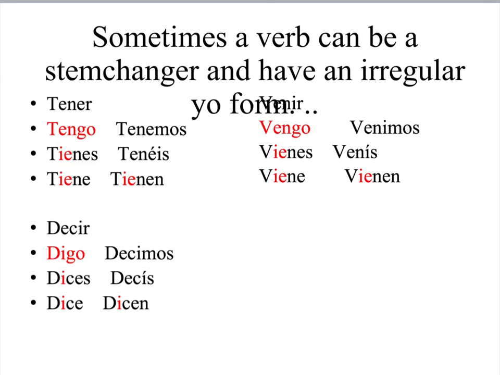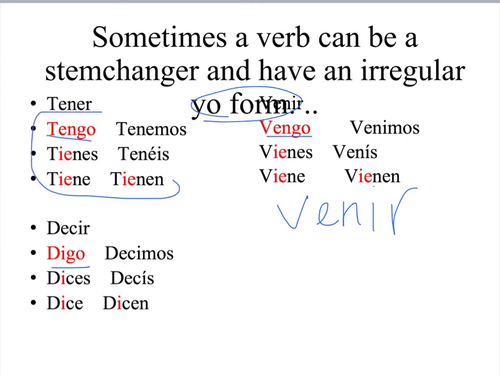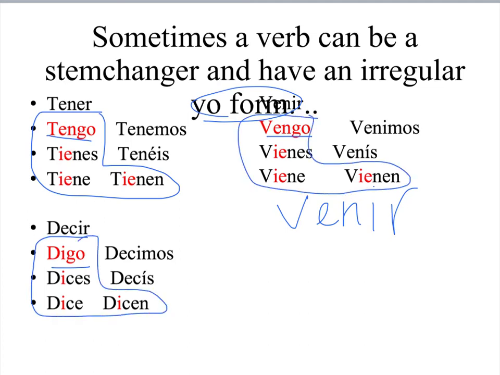Sometimes a verb can be a stem changer and have an irregular yo form. We are talking about verbs like tener and decir and venir. If you look, they have an irregular yo form, and then the rest of the verb conjugates like a stem changing verb, so it follows the boot. All of the forms that fit in the boot are stem changing verbs. So sometimes a verb can be in two different categories.